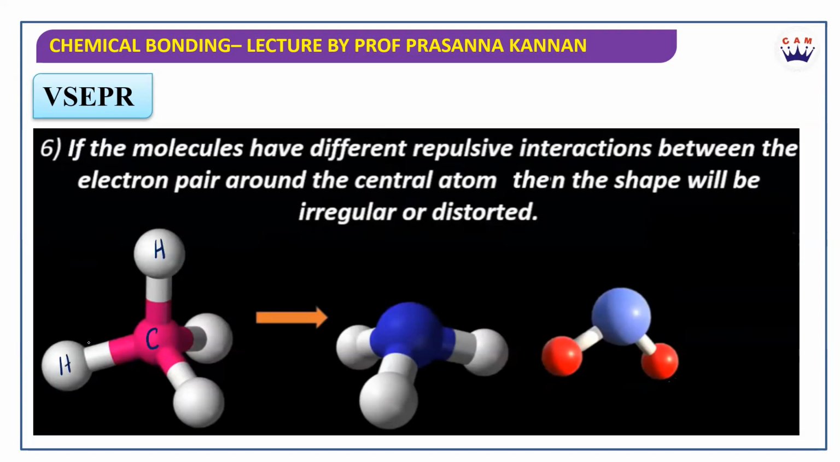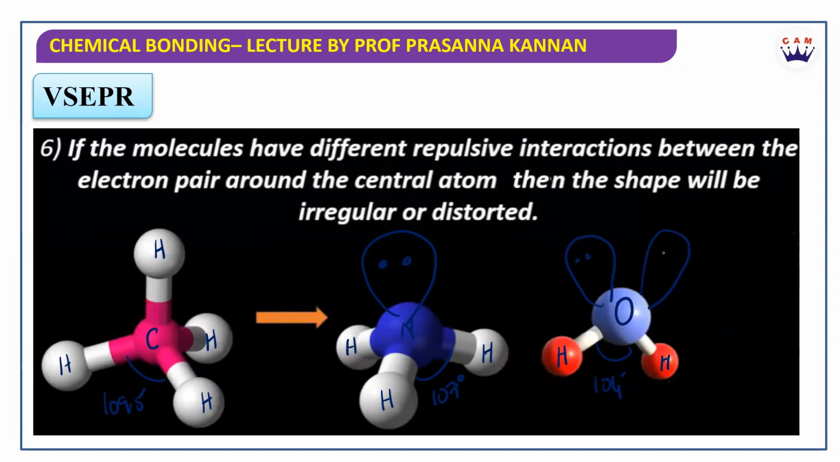Let's take the example of methane. Here, let's say ammonia, because there is a lone pair present here. Let's take water. Let's say this angle is 109.5 degrees. This is around 107. This is around 104, because of the presence of what? How many lone pairs? Two lone pairs of electrons. All right.